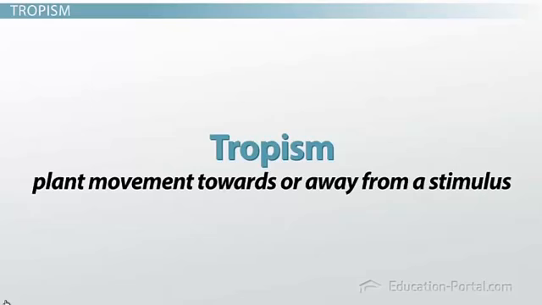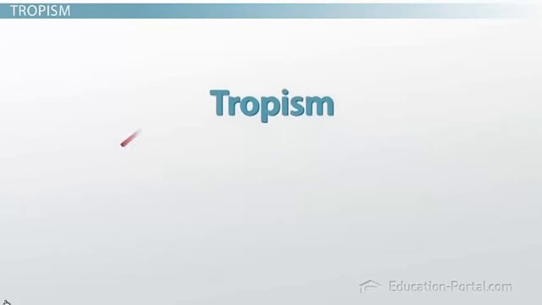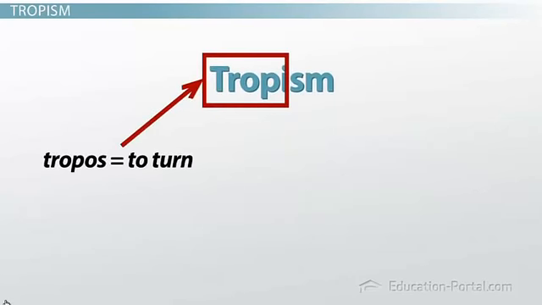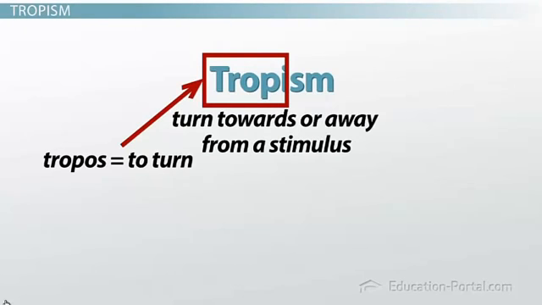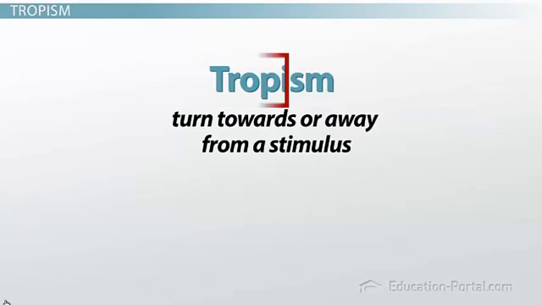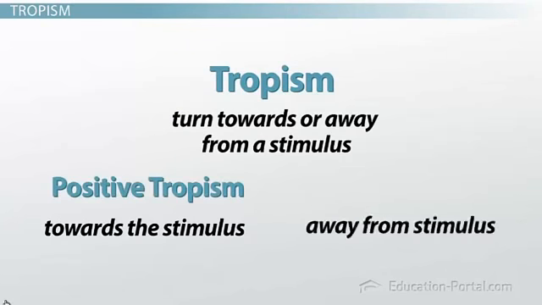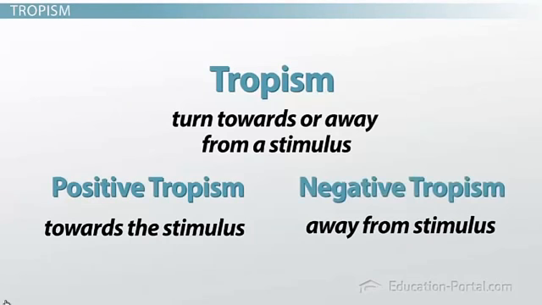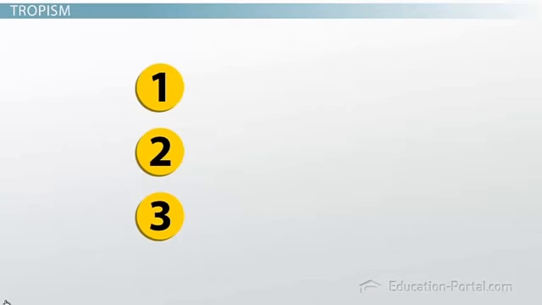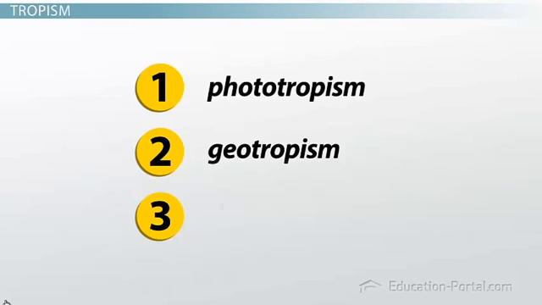Before we look at a few, let's better understand the word tropism. Like many words in science, tropism comes from a Greek word. Tropos means to turn. Therefore, a tropism is a turn towards or away from a stimulus. When the movement is towards the stimulus, it is called positive tropism. Likewise, when the movement is away from the stimulus, it is called negative tropism. While there are several forms of tropism, we'll just focus on three key types: phototropism, geotropism, and thigmotropism.